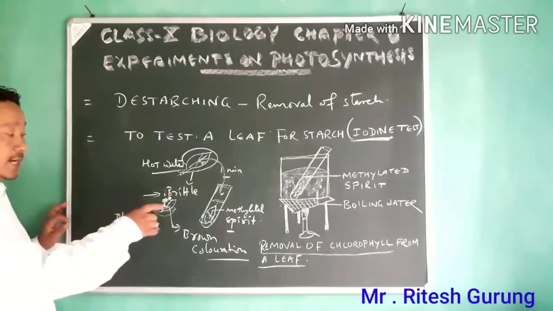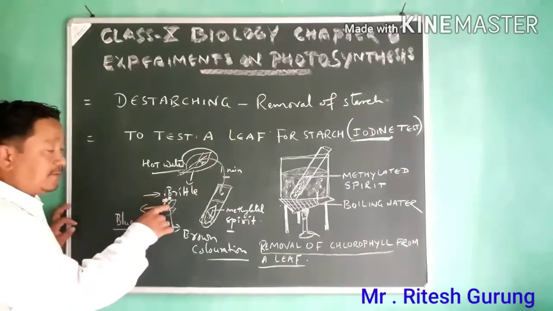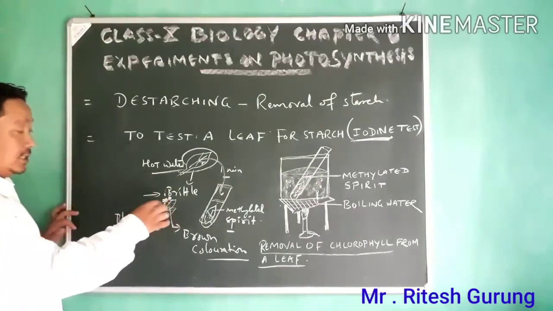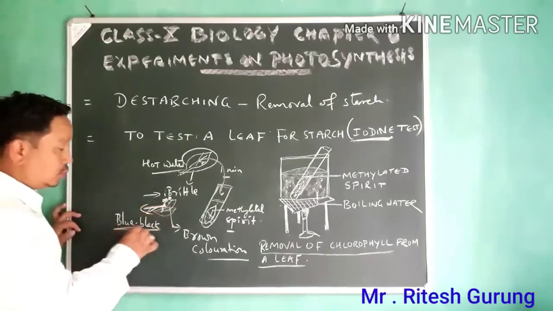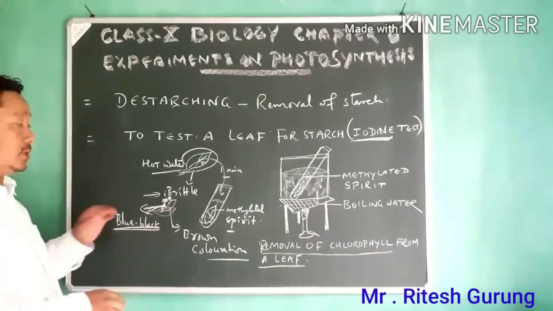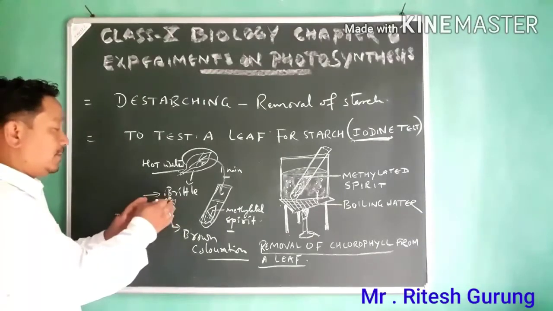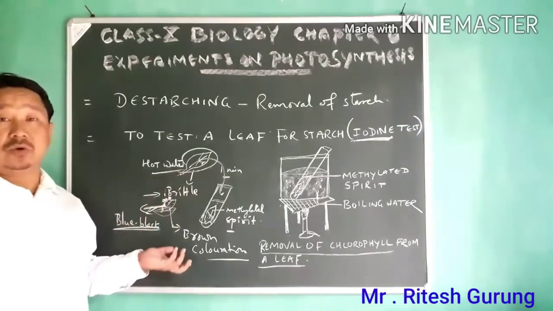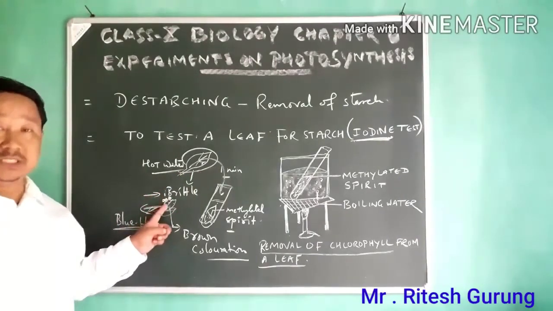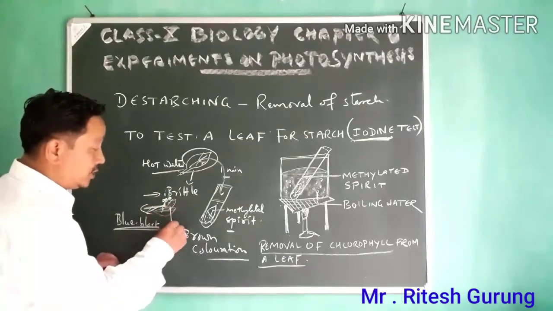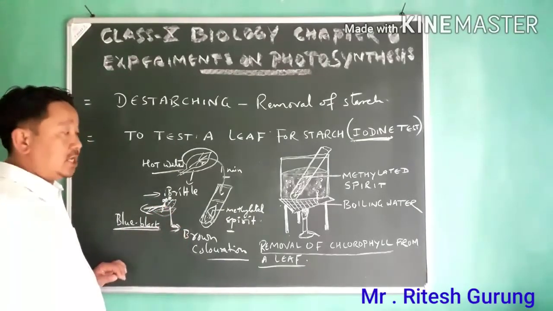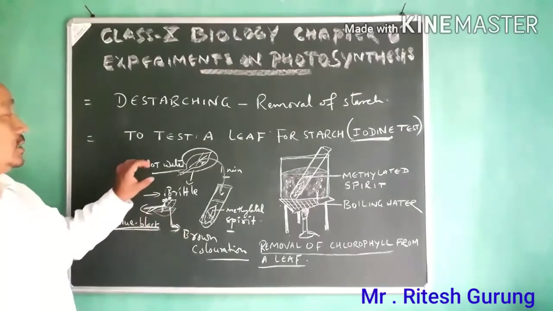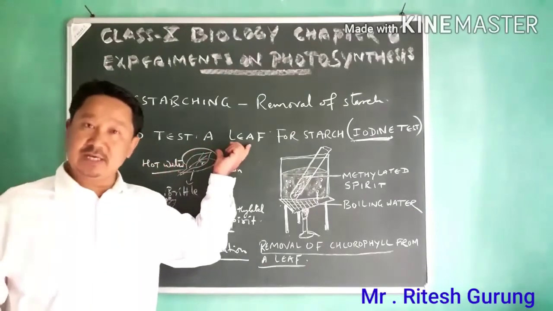Alright, so had this leaf contained starch in it, the leaf would have turned blue-black soon after coming in contact with iodine. But it is not happening. So why? Because there is no starch. So now the leaf is turning brown. Alright, so when it is turning brown, it is confirmed that the leaf is free of starch.